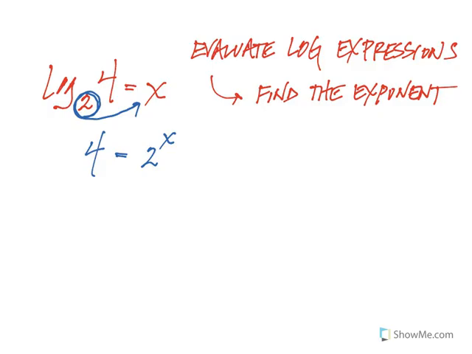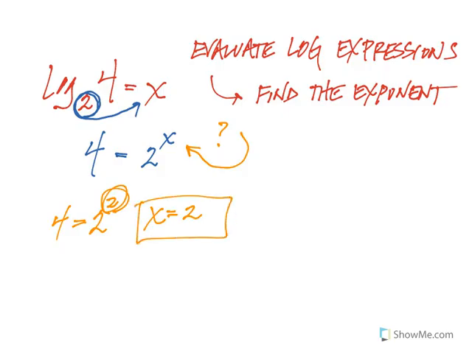So now, all you have to do is find this letter right here, and you got it. 2 to which power gives you 4? X in this case is equal to 2, because 2 squared equals 4. So as soon as you've found the exponent, you have your answer, and that's all you have to do. All right, what if I had something like log base 5?